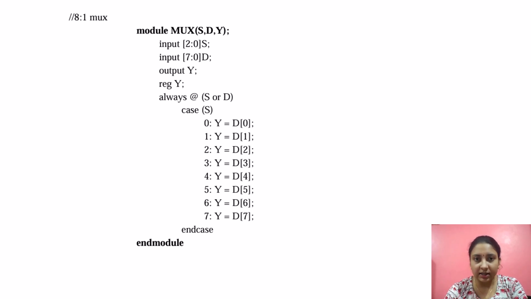Register Y declares the register named Y which stores the output value. Always block, always at S or D. This block specifies the logic inside should be triggered whenever there is a change in either the selection input S or the data input D. Case statement. Case of S. This initiates a case statement based on the value of selection input S. 0: Y is equal to D of 0. If S is 0, then the D of 0 is assigned to Y and so on up to 7. End of case statement and end of module.